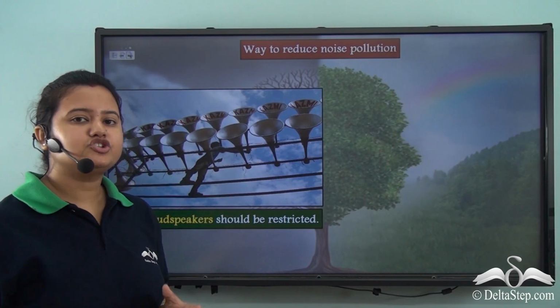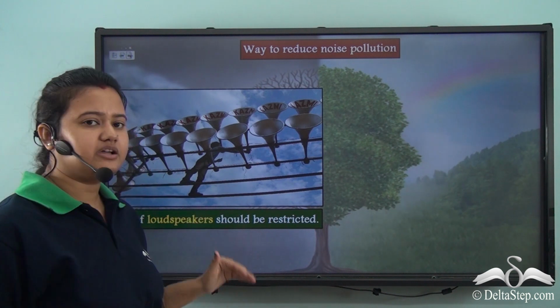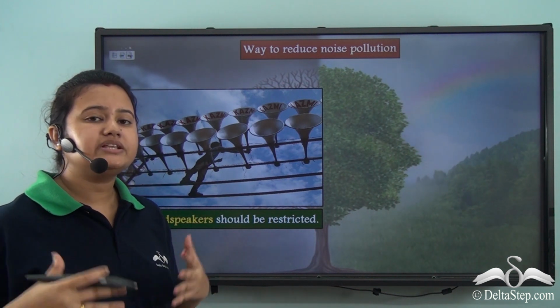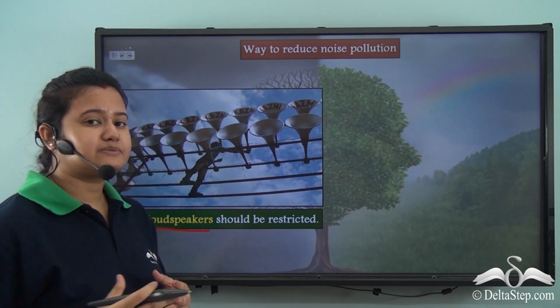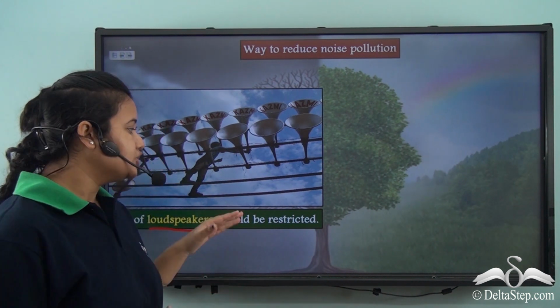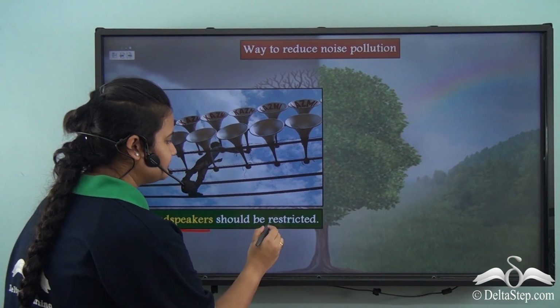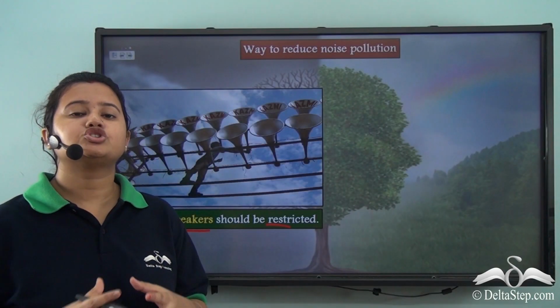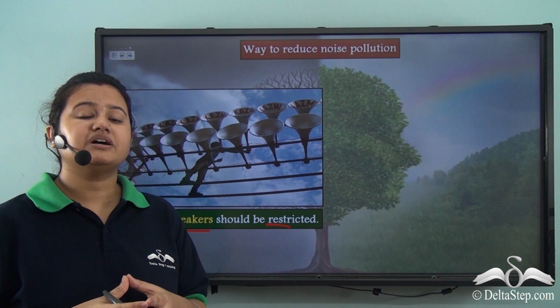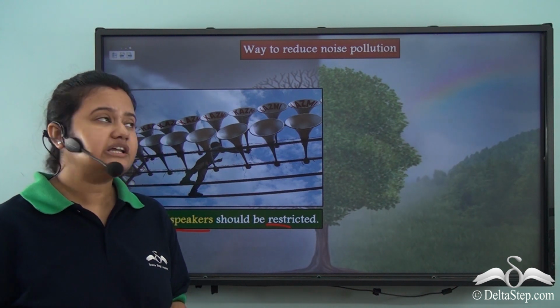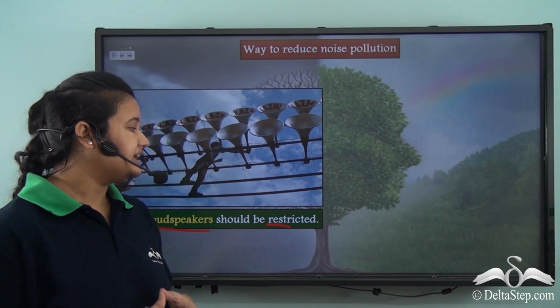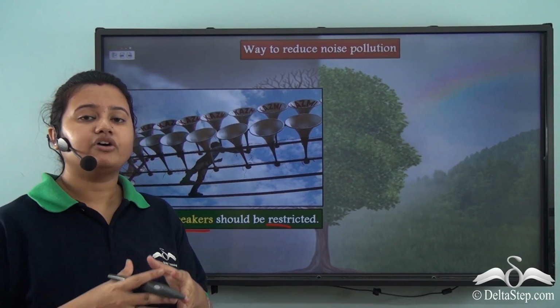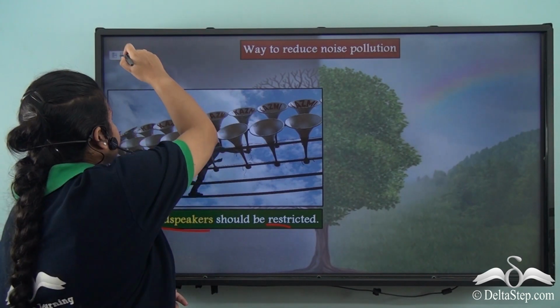Now, as I have mentioned previously, loudspeakers also create noise pollution. So, use of loudspeakers, especially at public places, should be restricted. Now, the government should intervene in this case and must set up laws that will lead to reduction of noise pollution. For instance, they can restrict the use of loudspeakers.